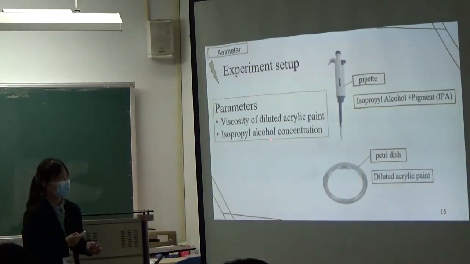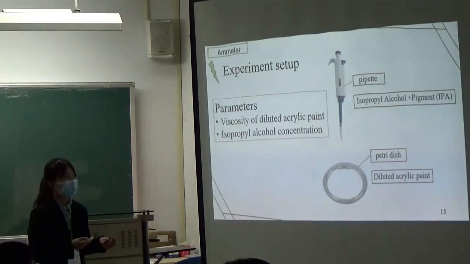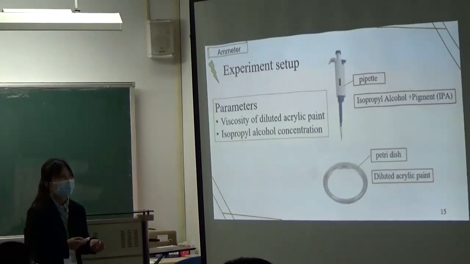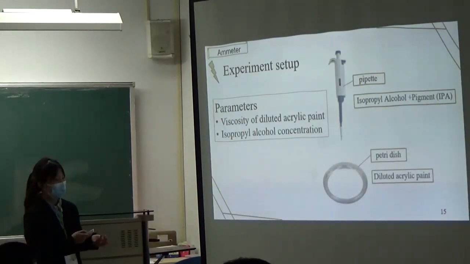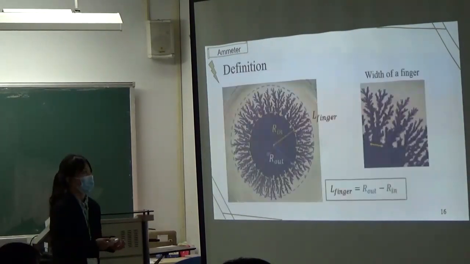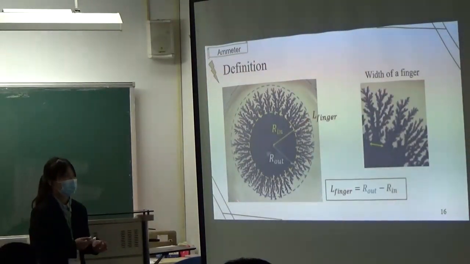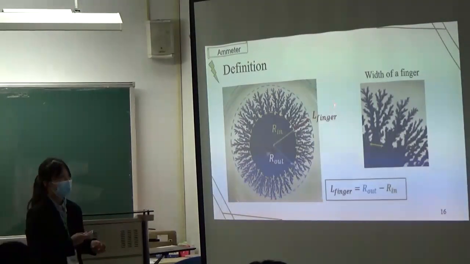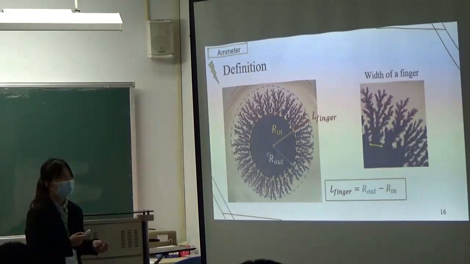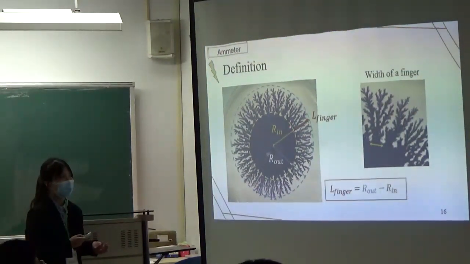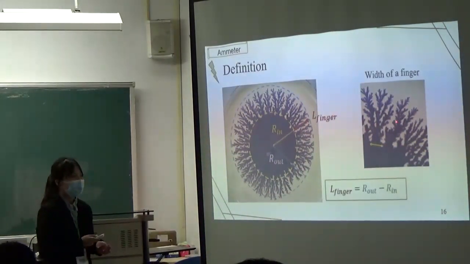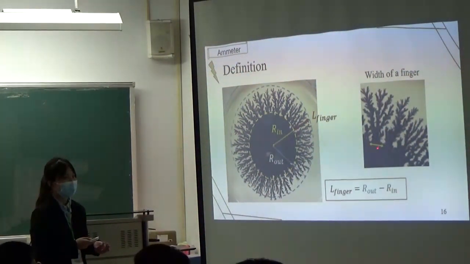And here is the experiment setup. We use a pipette with isopropyl alcohol plus pigment in the pipette, and diluted acrylic paint in the petri dish. And we change the viscosity of diluted acrylic paint and the isopropyl alcohol concentration. Here is our definition for this experiment. The blue line is the outer circle radius, and the yellow line is the inner circle radius. The outer circle radius minus the inner circle radius equals the finger's length, and the red line is the finger's length. And in the right picture, we define this yellow line as the width of the finger.